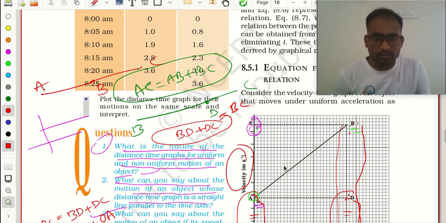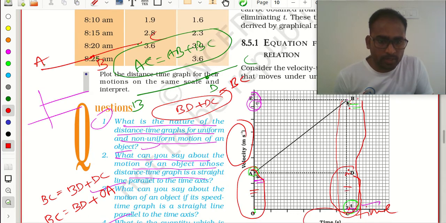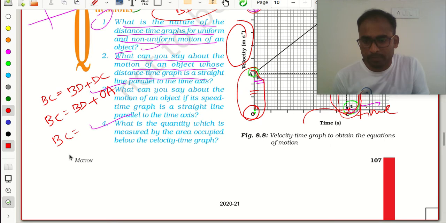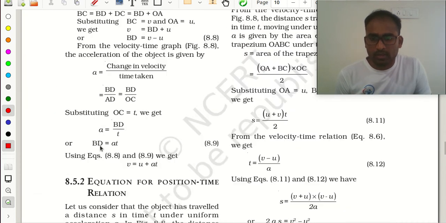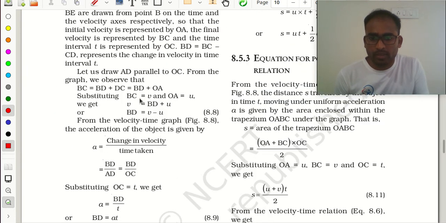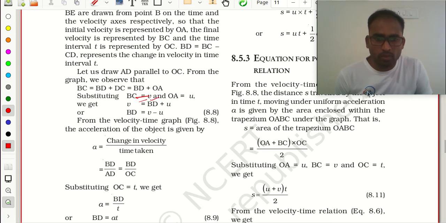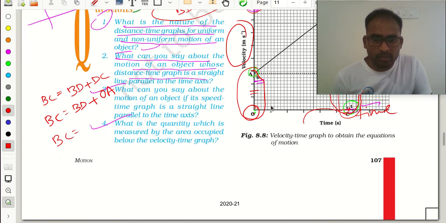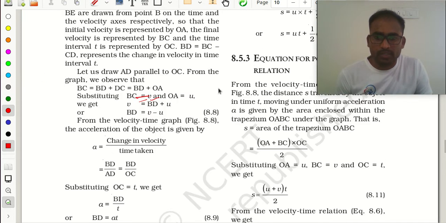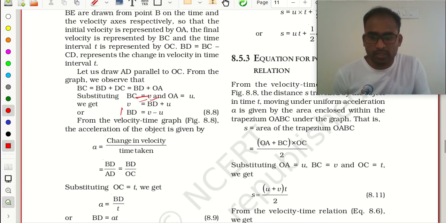Our final velocity is what? From here to here. It started from here. What is its final velocity? Means V only. So this BC is a V. BC is a V and OA is a U. This OA is there, no? That is a U, our initial velocity. So I can write this BD as V minus U.